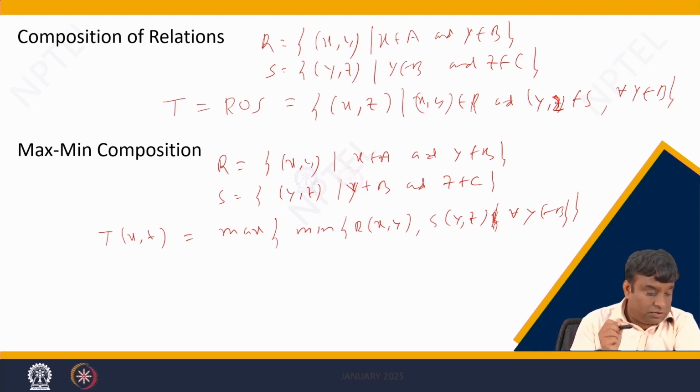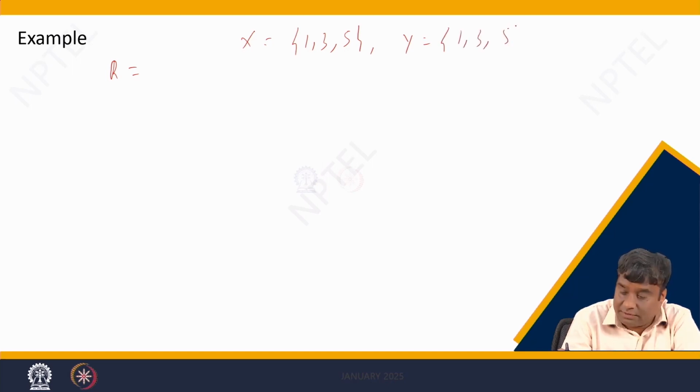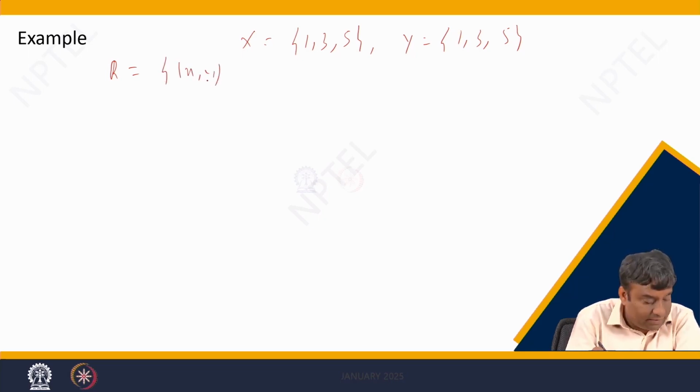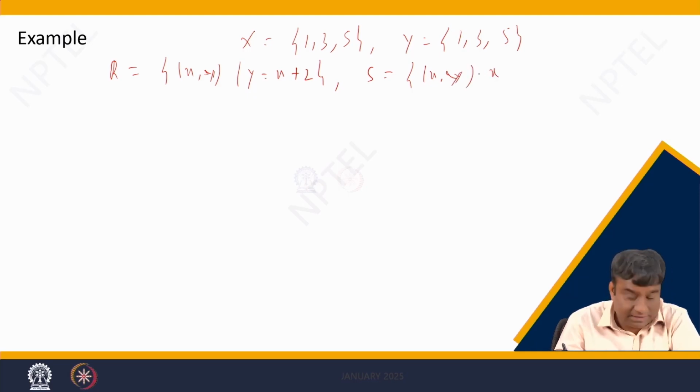So X is equal to 1, 3, 5, Y is also equal to 1, 3, 5. So R is a relation which is defined as x y where y equal to x plus 2. S is a relation which is defined on the set x y where x is less than y. So we will represent this relation as a matrix.